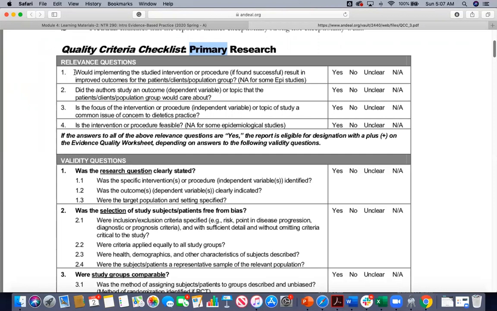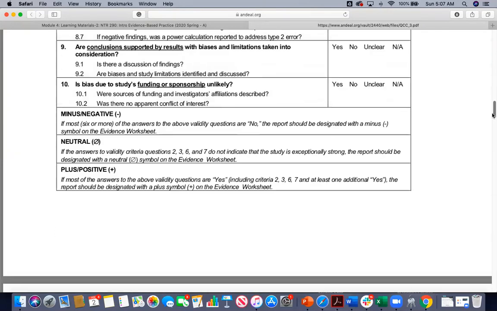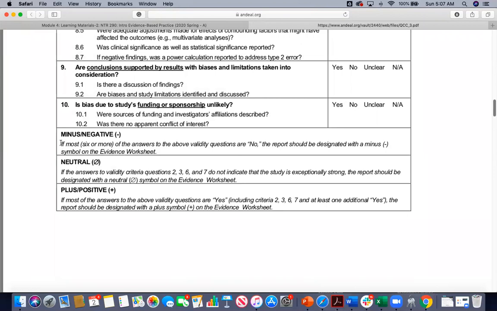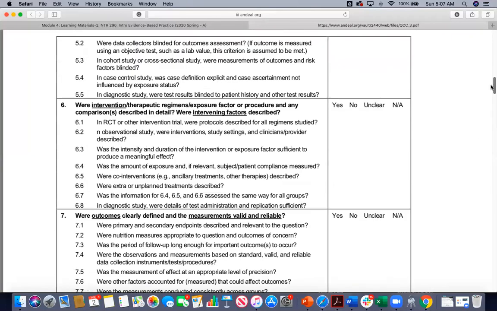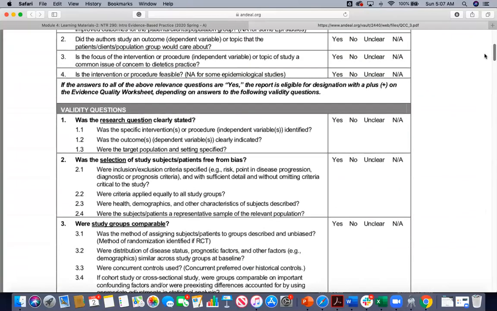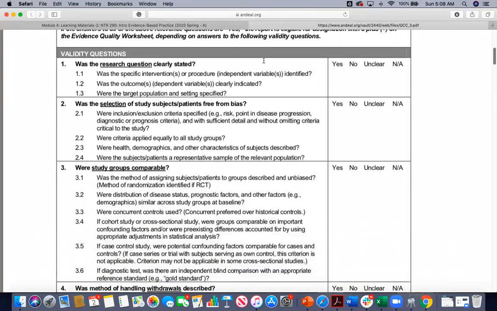So you'll go through each of these questions, and the ultimate answer is yes. If we start answering no on some of these, and then by the end we have, let's see how many no's. So if we answered no more than 6 times, then we should not be using the article. So just keep that in mind. So let's see. So make sure that the research question was clearly stated. Was the selection of study subjects free from bias? So just think about the way that they were recruited.